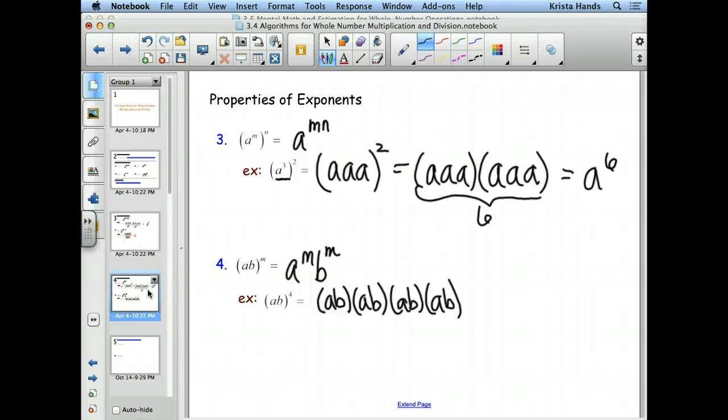Commutative allows me to move the numbers, which are my A and my B, and then associative allows me to regroup the parentheses. So if I use commutative and associative enough, I can understand that I can put all my A's together and all my B's together. Whoops, one more of those.